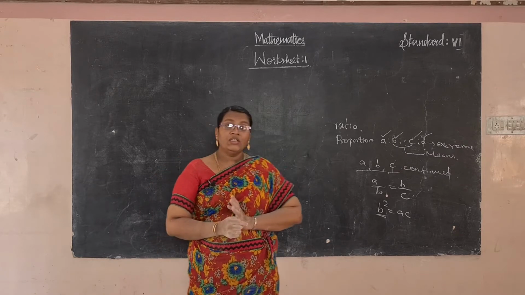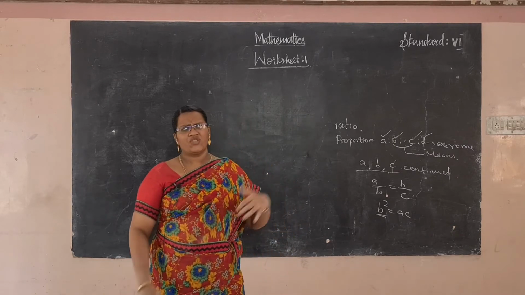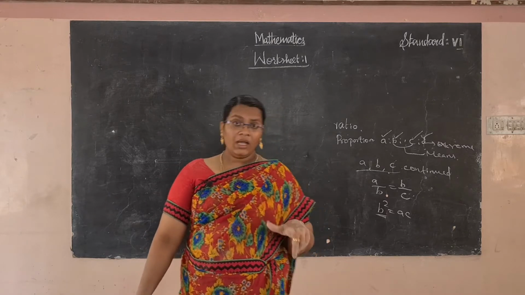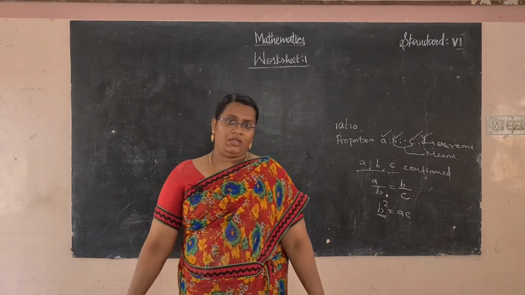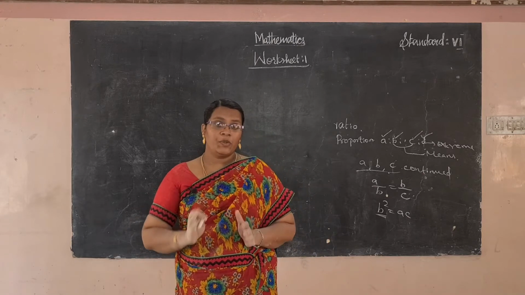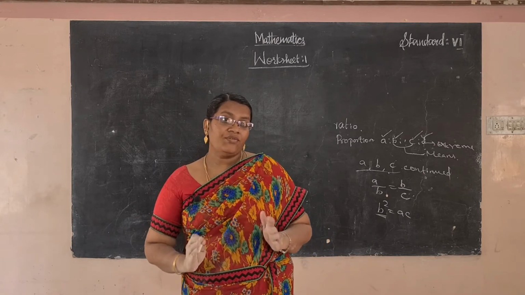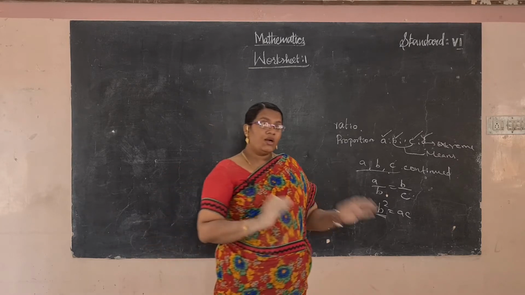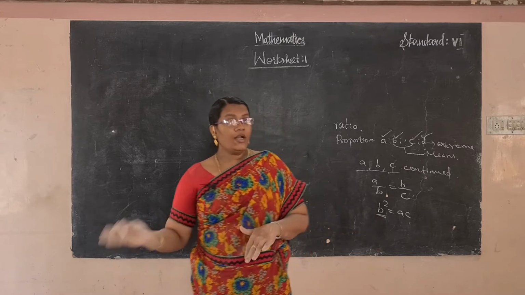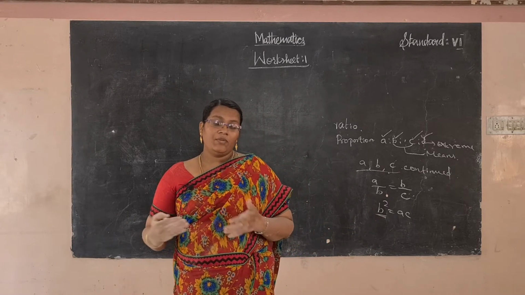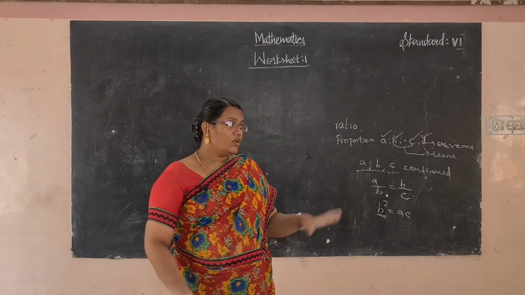And then we have learned the unitary method. Unitary method means first we find the value of one quantity, and after that we find the required number of quantity. Also we have learned direct proportion. Direct proportion means if we consider two quantities, when one quantity is increasing, the related quantity also increases. That is called direct proportion.